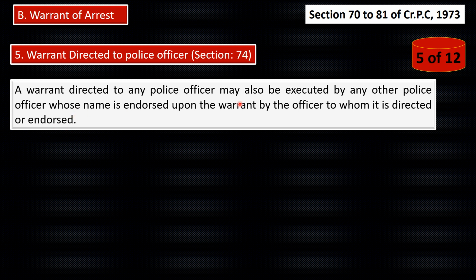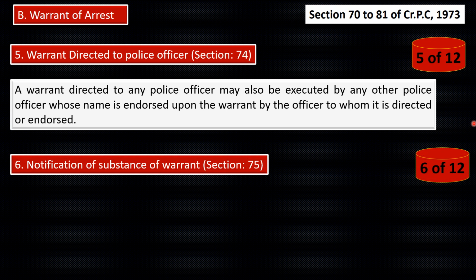Section 74 is trying to say that a warrant of arrest, if it is directed to a police officer named ABC, and he is required to execute it or serve it to the person to be arrested, it is not necessary that he will arrest. The warrant of arrest having the name of ABC can be executed even by the other police officer named XYZ. Got it? That's good. Let's move to the next point.